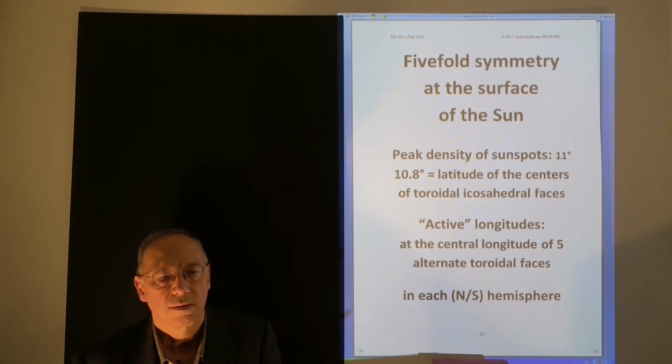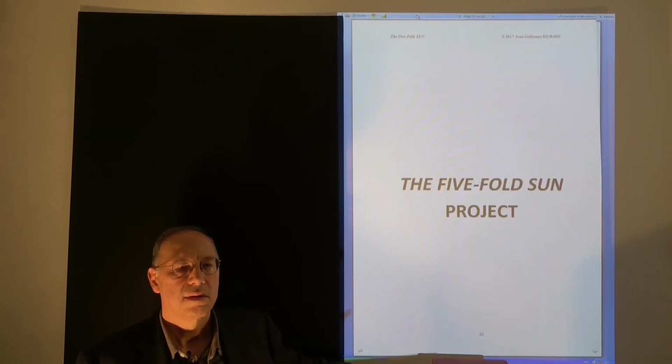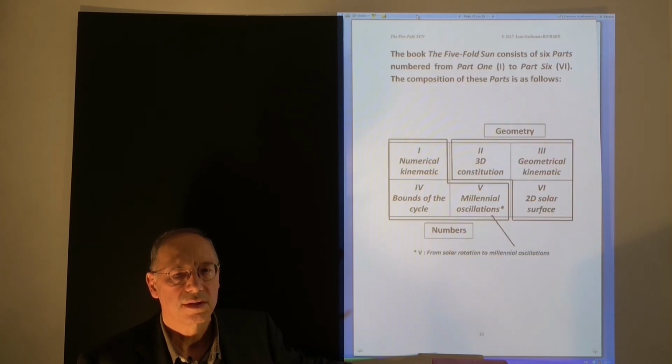As well, the well-known active longitudes in solar activity seem to cluster at the central longitude of each of 5 alternate toroidal faces in each north or south hemisphere of the Sun. These results are found in the research performed during the Fivefold Sun project.